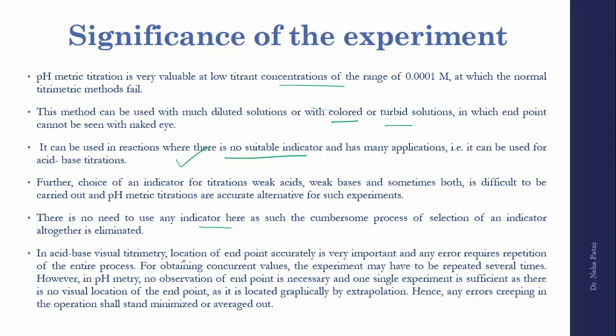One more point is that the location of the endpoint is quite accurate here. In the titration, human error could be there, and we were doing it 2-3 times in order to get the concurrent value. But here you don't have to repeat the entire experiment. It is done one time and it is final. A single experiment is sufficient. No endpoint is necessary, because we are going to anyhow locate it graphically by extrapolating it, right? So obviously graphical results average out your mistakes. So obviously this is better. I think this is how this experiment is important, and it is better than that.